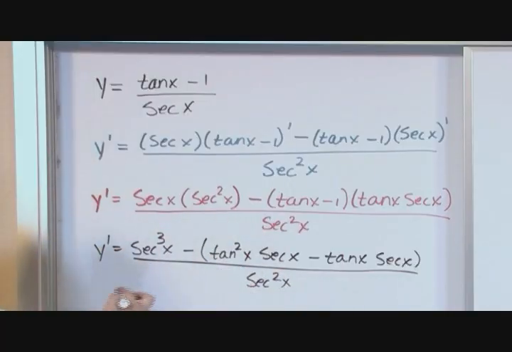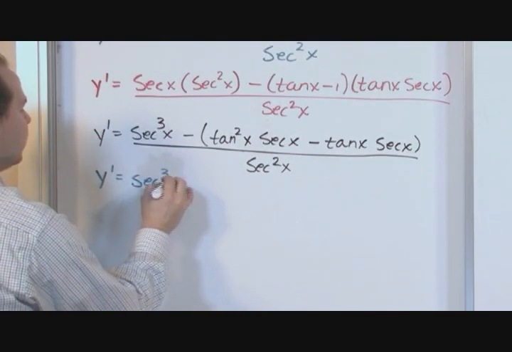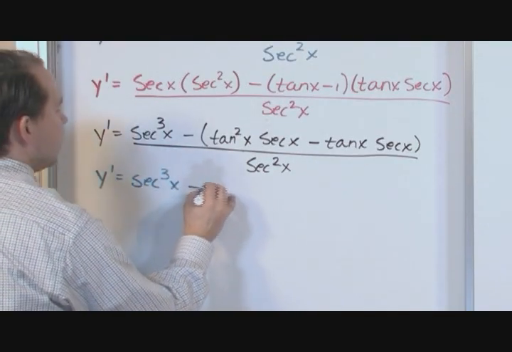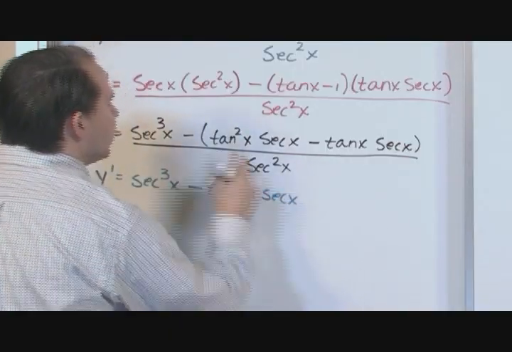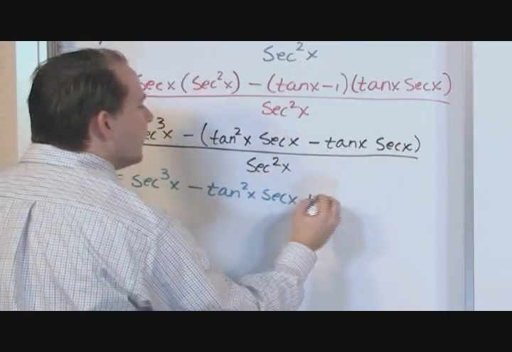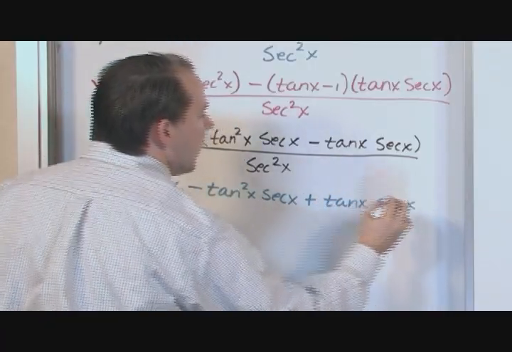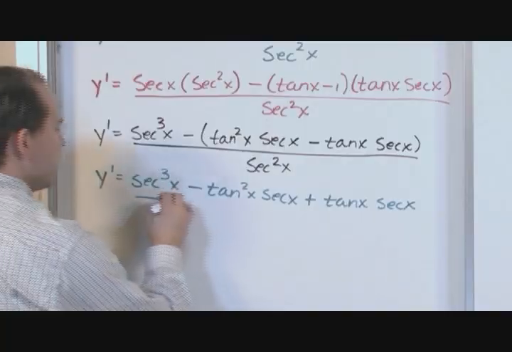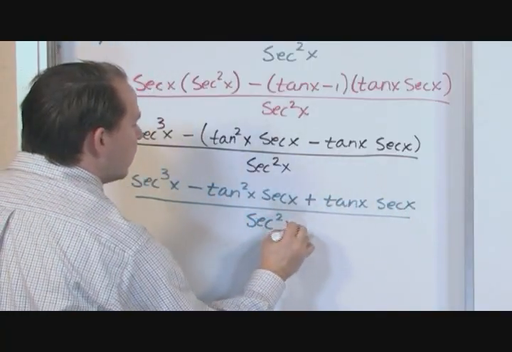So let's take care of the minus sign here. Y prime, secant cubed of x minus tangent squared x secant x. Minus times minus is plus tangent x secant x. All right? And then we do a division sign. On the bottom we have secant squared x.